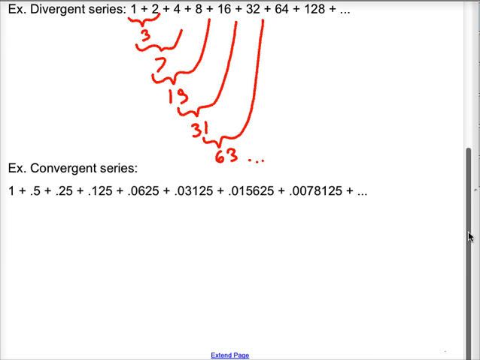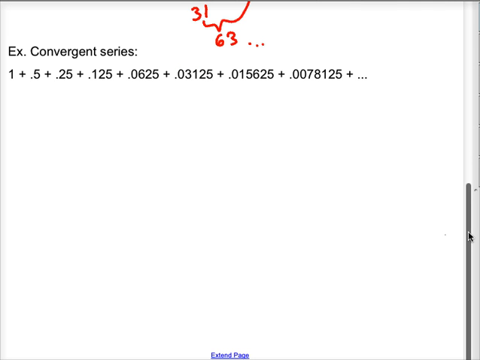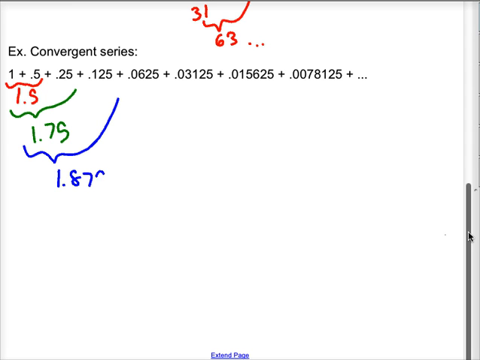Now what I want you to notice, the difference between that and a convergent series. When you have a rate that is a fraction, so your terms are getting smaller, look at what happens, what that difference is. So notice there, I get 1.5. When I add in the 0.25, now the sum is 1.75. I add in the 0.125, now my sum is 1.875.